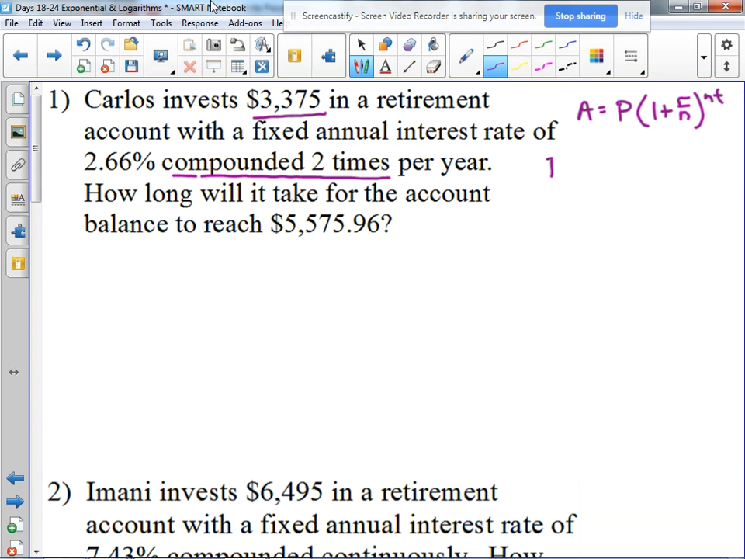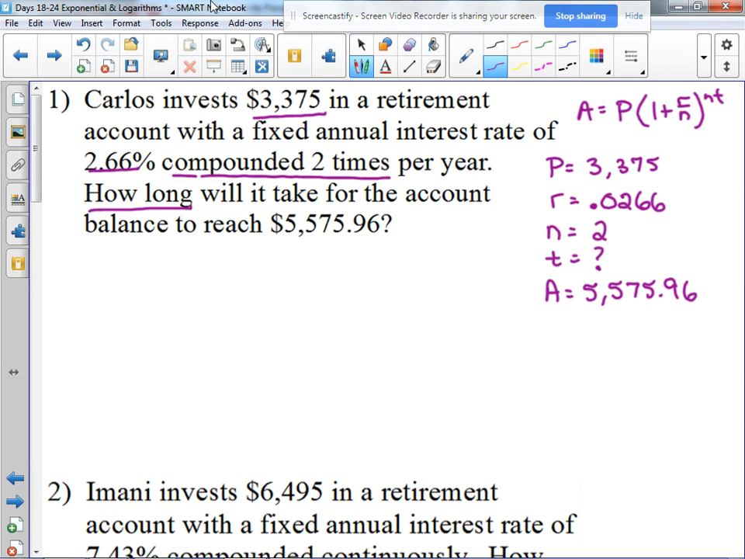He invests $3,375, so that is our P. Fixed annual interest rate of 2.66%. Remember, we need to convert that to a decimal, so 0.0266 for R. It's compounded 2 times per year, so that is N. N equals 2. How long? That means T is our variable. T is our unknown. Will it take for the account to reach a balance of $5,575.96? So that is the A.